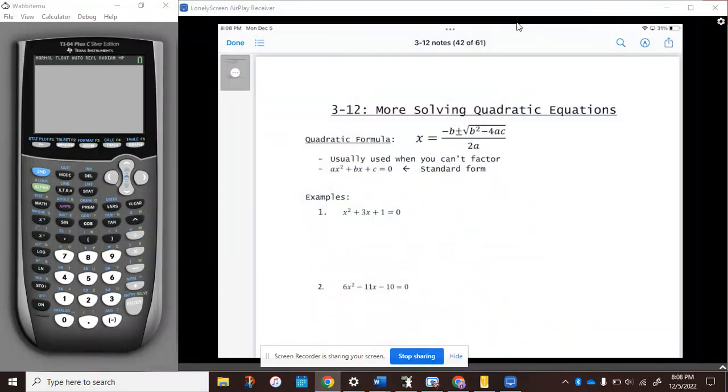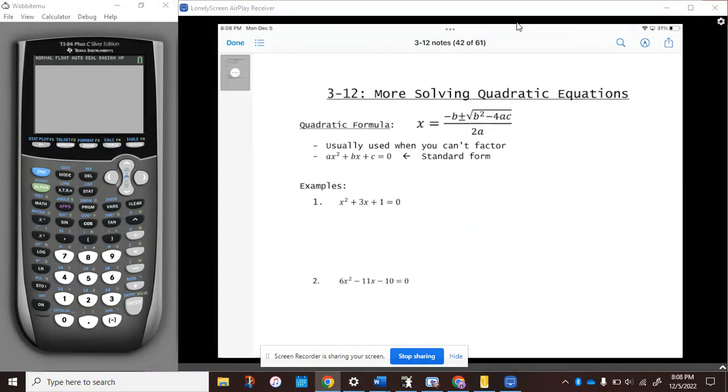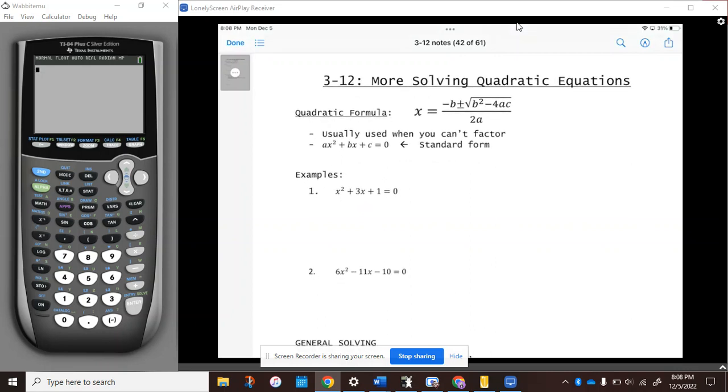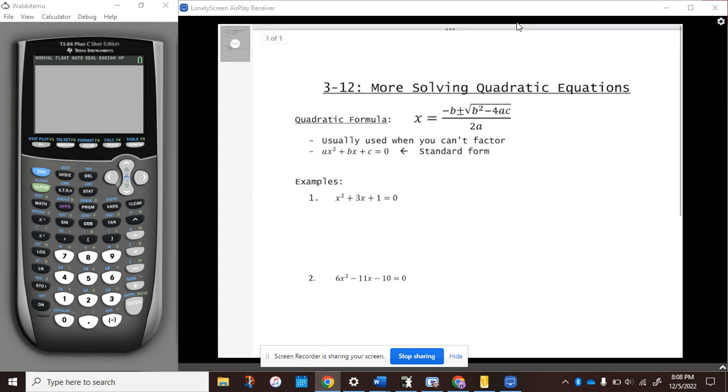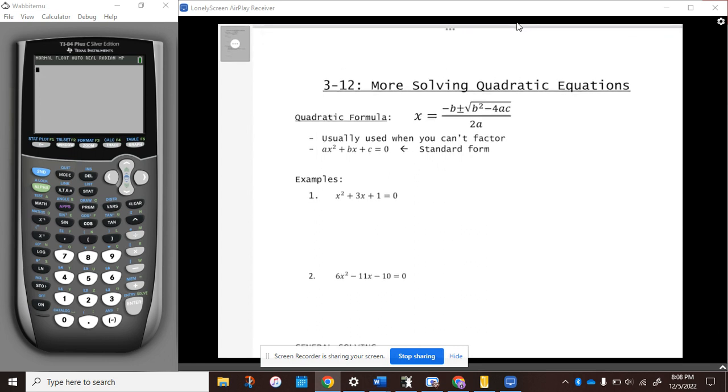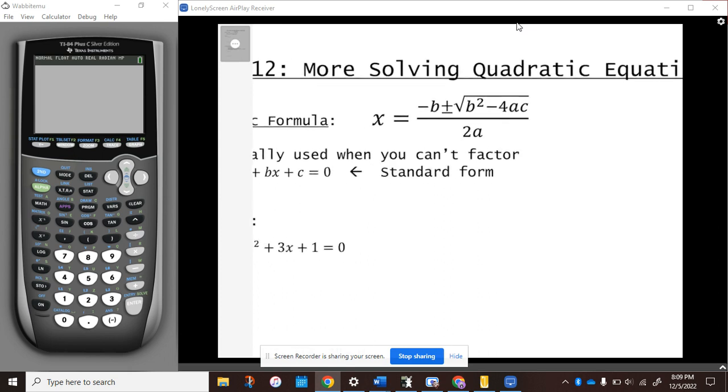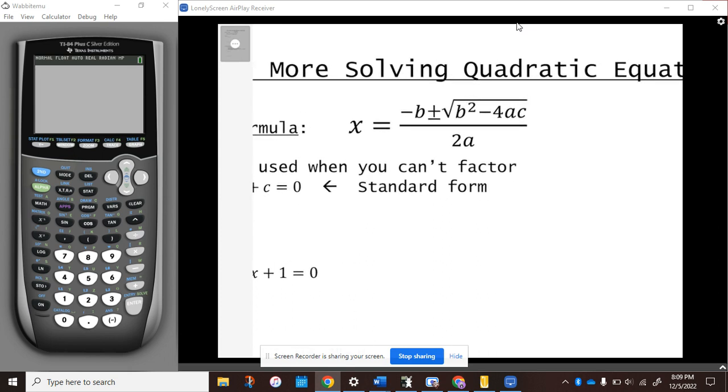All right, y'all. We are looking right now at the 3-12 notes. This is just sort of an extension on the stuff we've been talking about with solving quadratic equations. I wanted to reintroduce a concept right here called the quadratic formula. This is a very popular way to solve quadratic equations. It was introduced back in Algebra 1, so you may or may not remember having seen a big old ugly formula like this before.